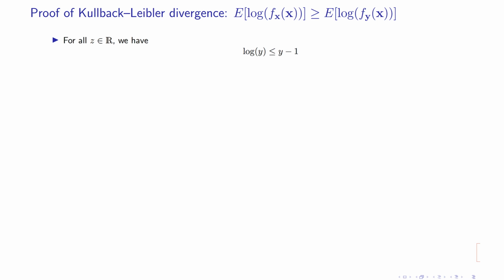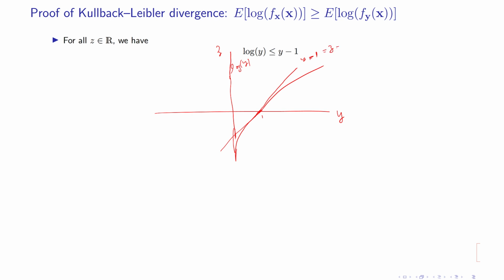If you plot log of y, at the point y equal 1 it is 0, and asymptotically it goes to minus infinity. At this point, if you plot the tangent line, you will see that the line is z equal to y minus 1. Let's say this axis is z, so z equal to y minus 1 is a line, and this is z equal to log of y. You see that this line is always above the logarithm. So we have this inequality, which we'll use, and then the proof is complete.